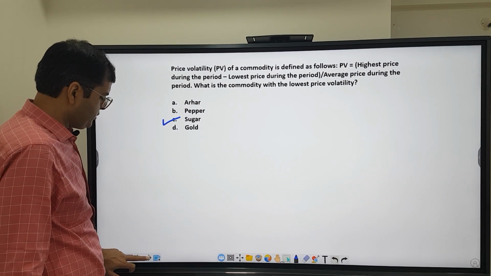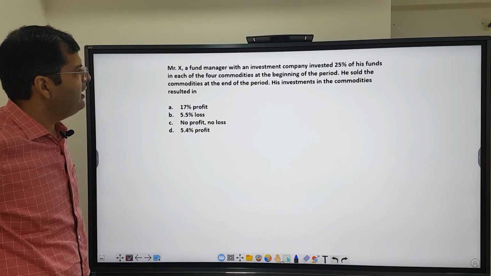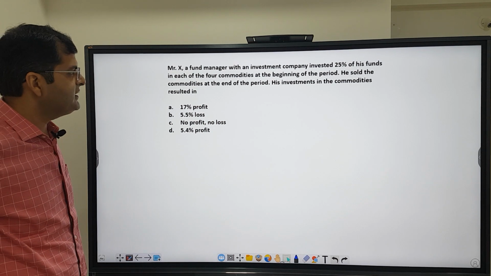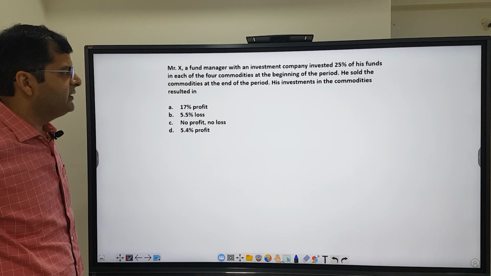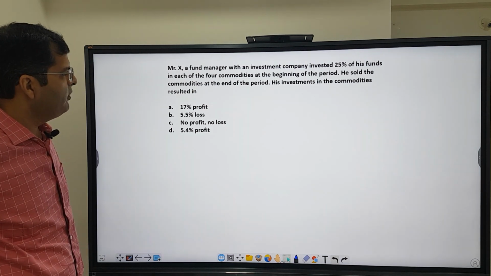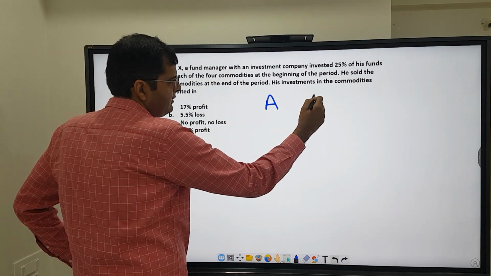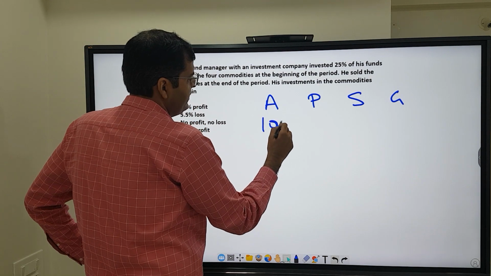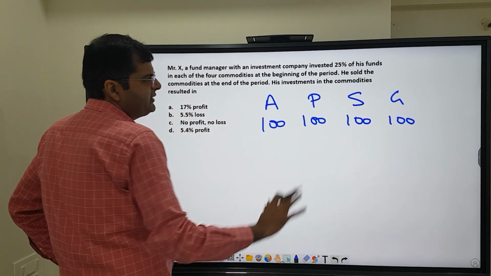Now we look at the next question. The next question says, Mr. X, a fund manager with an investment company, invested 25% of his funds in each of the 4 commodities at the beginning of the period. He sold the commodities at the end of the period. His investments in the commodity resulted in... So let us assume arhar, pepper, sugar and gold. He invests 100 rupees in each of them. That is like 25% in each of them.